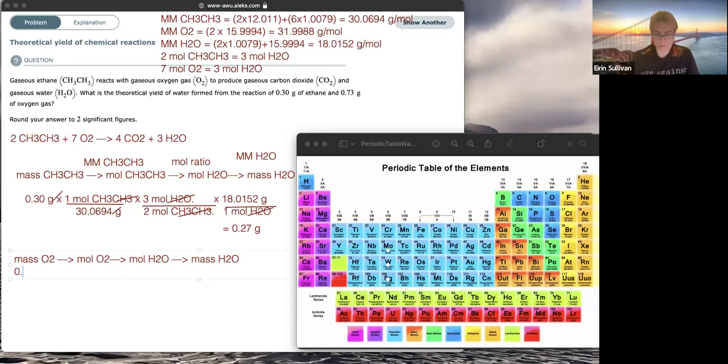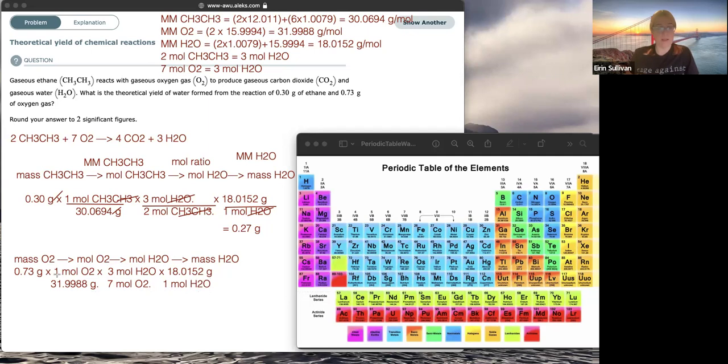So we start with 0.73 grams of oxygen, use the molar mass of oxygen, which was 31.9988 grams per every 1 mole of oxygen. And then we want to convert moles of oxygen, so that's going to go on the bottom, to moles of water. So our ratio was, for every 7 moles of oxygen, you can make 3 moles of water. And then finally, that last step doesn't take very long: converting moles of water to mass in grams of water, which will give you your theoretical yield. You might as well go ahead and do that.